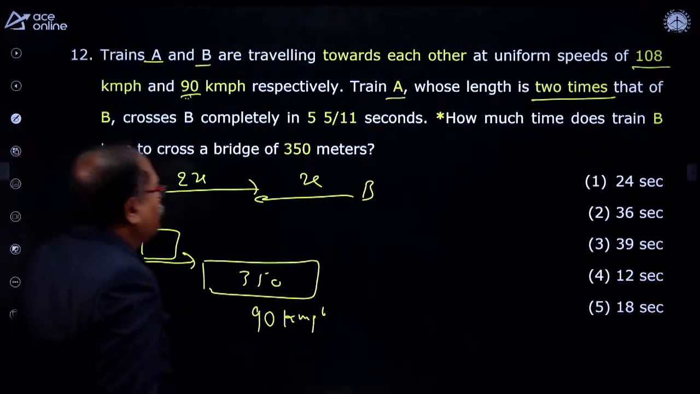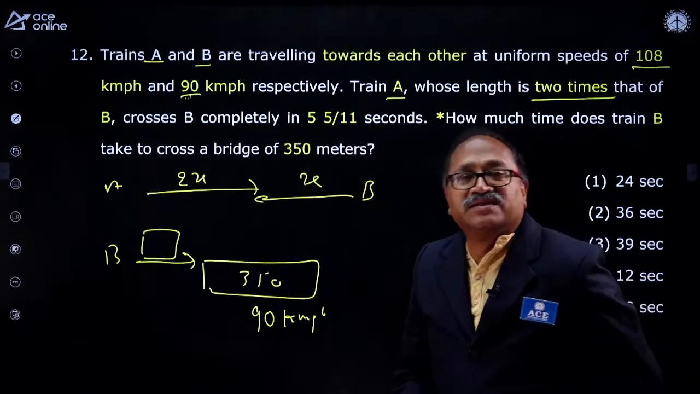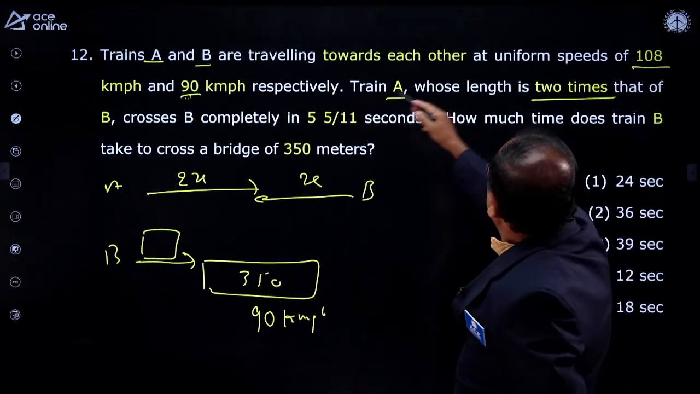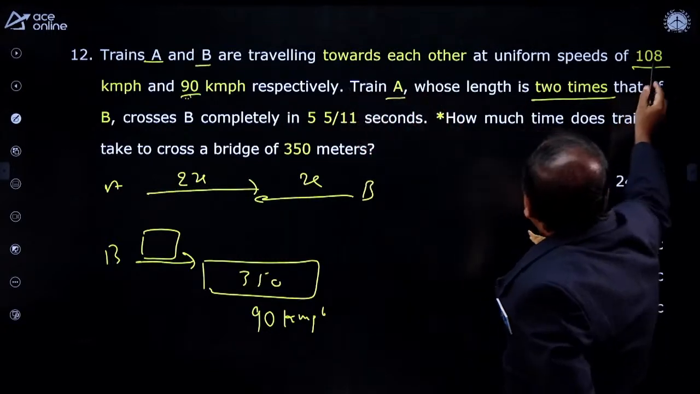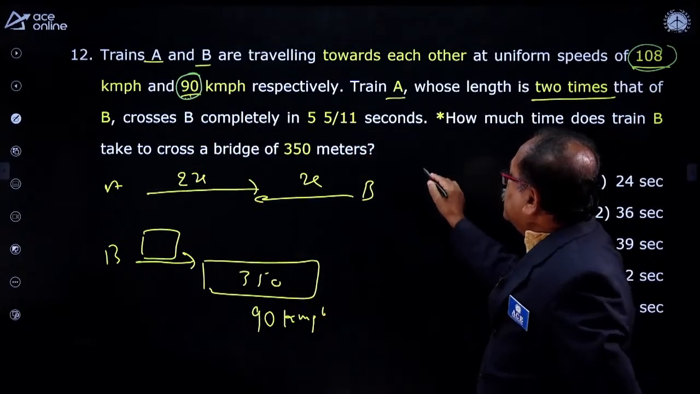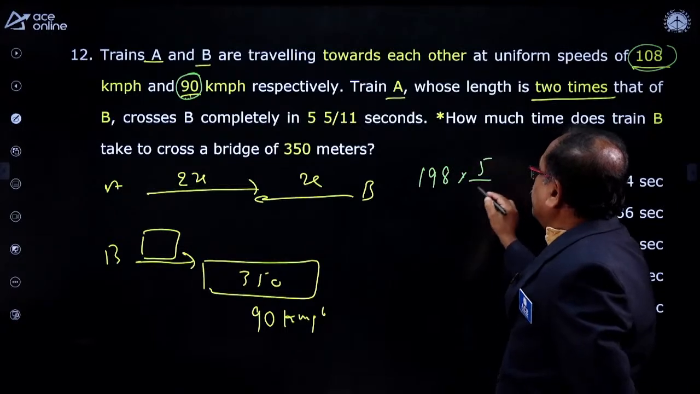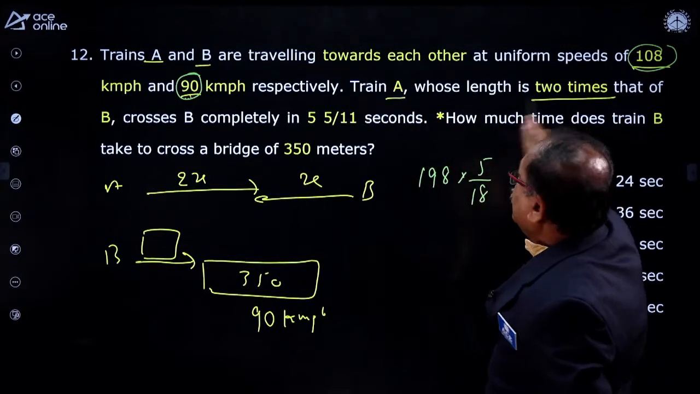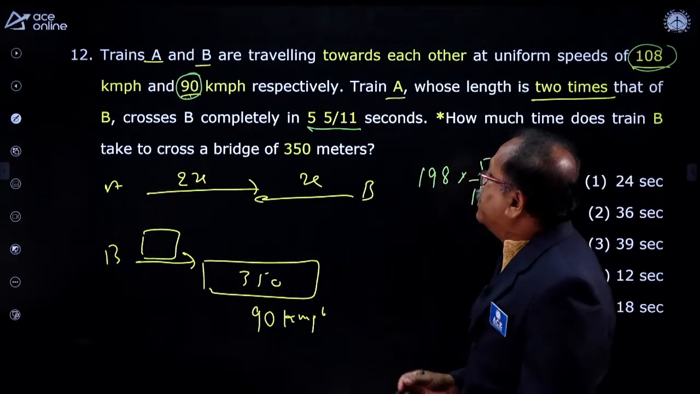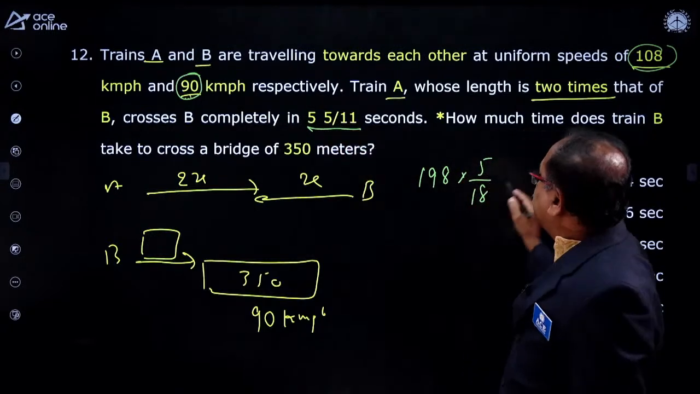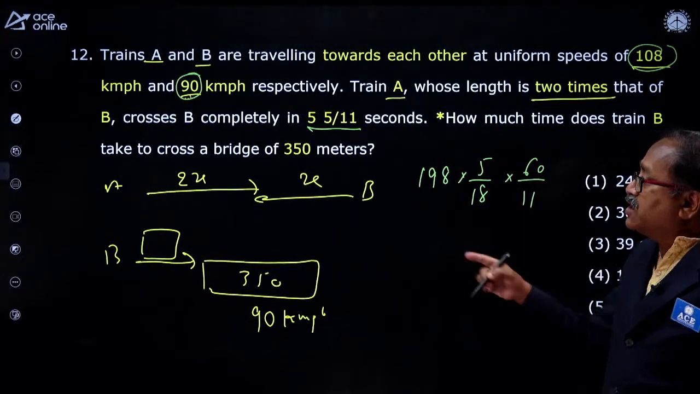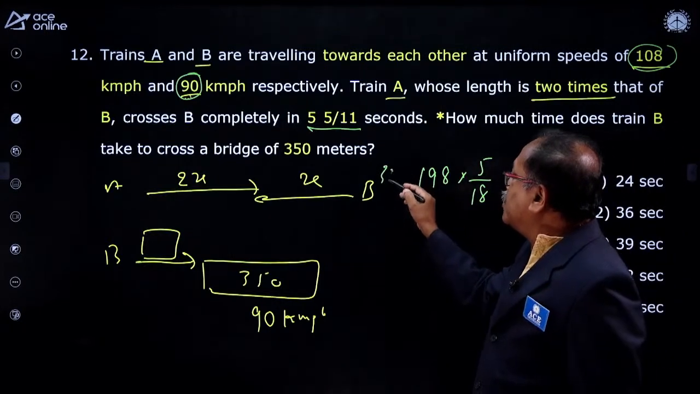Now, what is the total distance? Total distance is 3x, and distance is equal to speed into time. The relative speed is given because they are moving towards each other: 108 plus 90, that comes to 198. So 198 into 5 by 18, because the distance is in meters and time is in seconds, so I have to convert the speed into meters per second. And the time is 55 plus 5, that is 60, so into 60 by 11. This is the total distance, that is 3x.